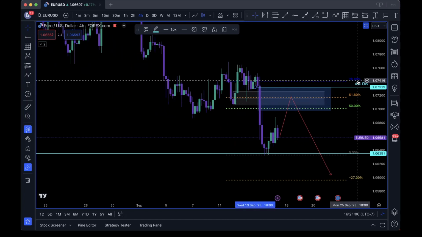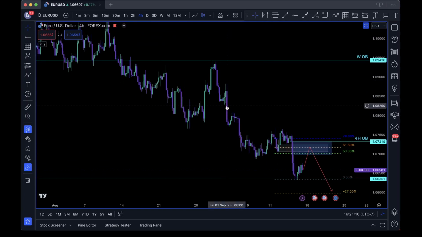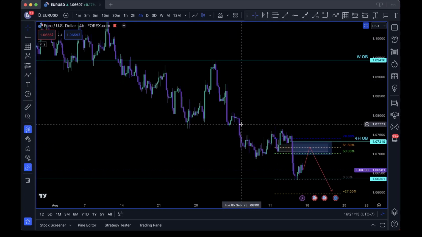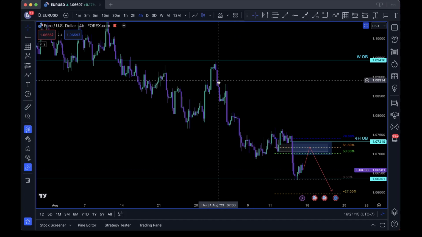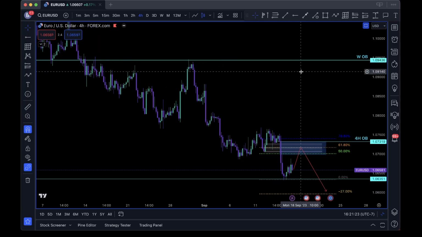Now, hypothetically, could we push beyond that, and do we have other levels beyond? Yeah, we have this fair value gap. We have this fair value gap. This one kind of got filled in, and even went beyond that, right, into this weekly order block. I'm not anticipating that. Could we get it? Sure, yeah, we could get it. But that's not going to be the first place I look, right? This is the narrative right now.